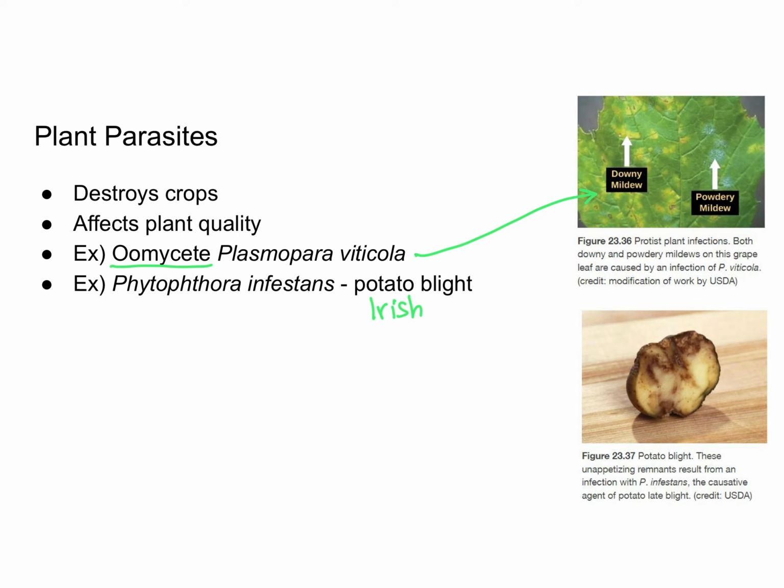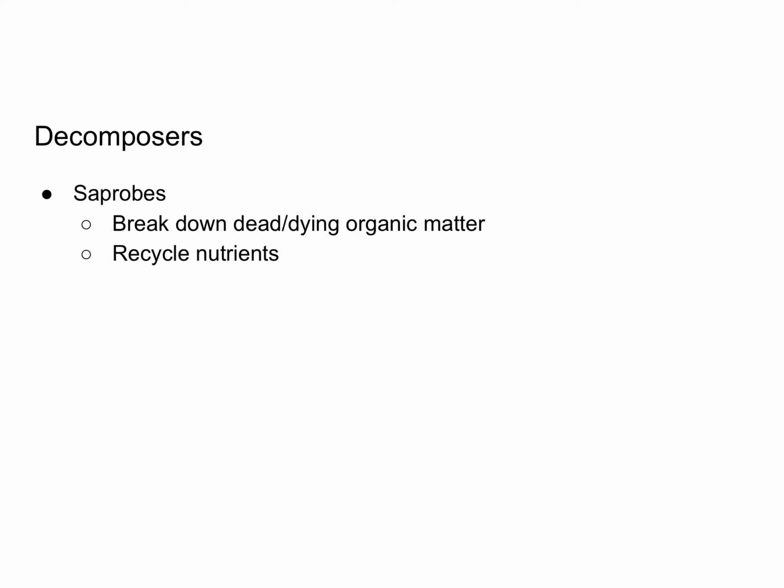As you can see, this protist decreases the quality of the potato. Back in the 1800s, it caused a famine in Ireland because a lot of the potato crops were affected by this protist, and they relied heavily on potatoes as a source of nutrition.